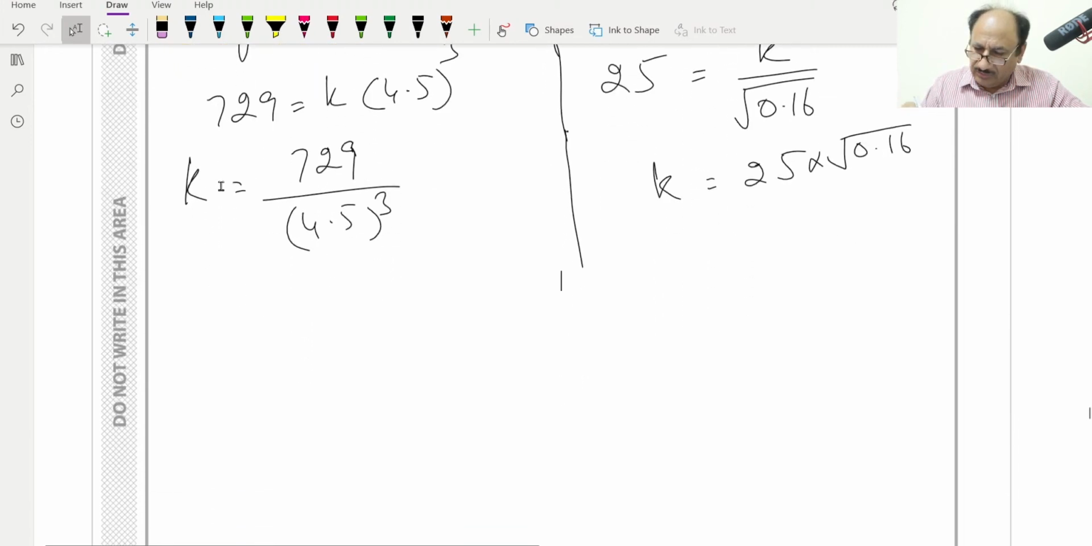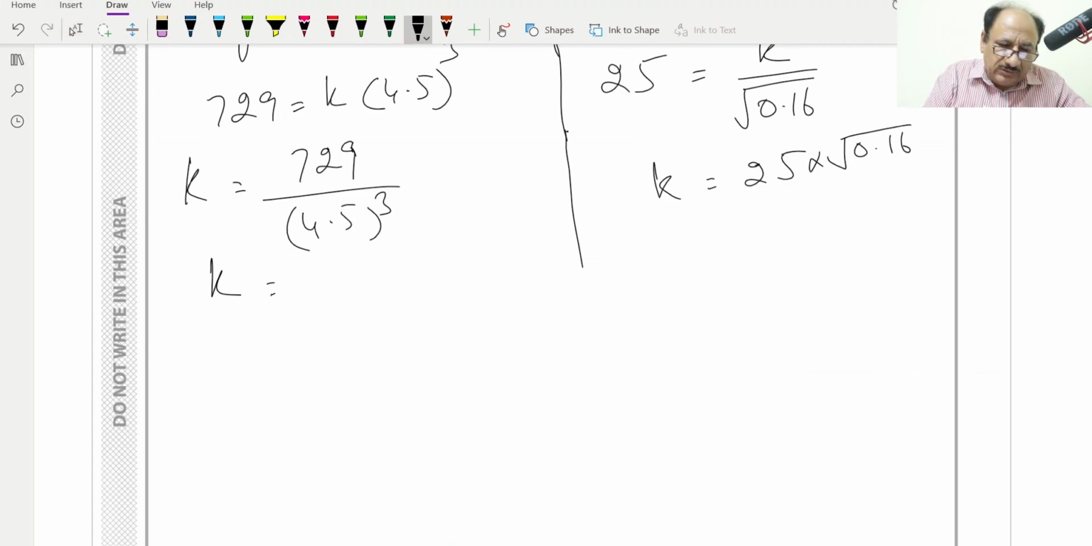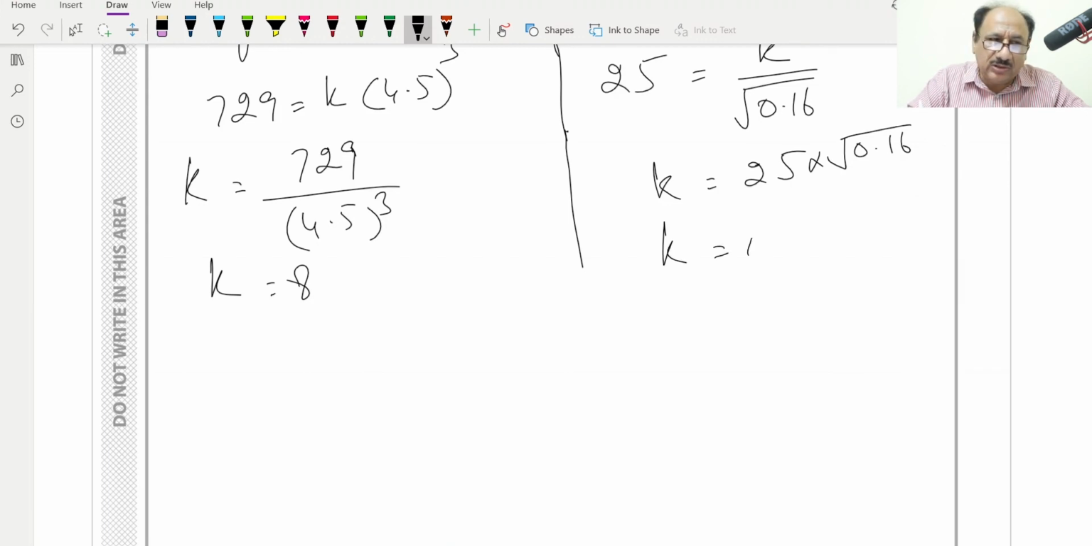The k value in this case will be 729 divided by 4.5 cubed, and this is equal to 8. So k is equal to 8. On this side, if we calculate 25 multiplied by the square root of 0.16, this is equal to 10. So k is equal to 10. After getting these two values, we can write y is equal to 8x cubed and x is equal to 10 over the square root of w.